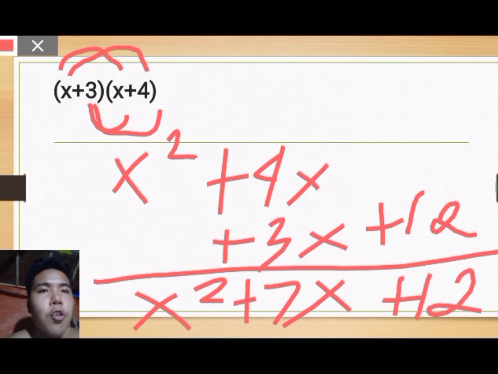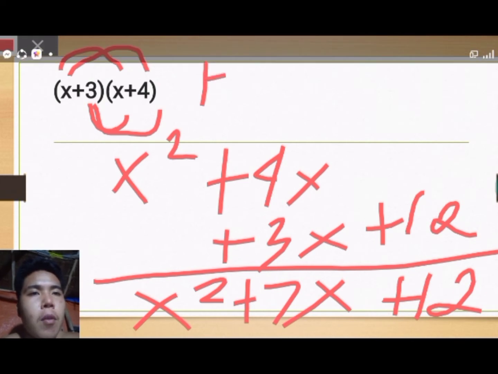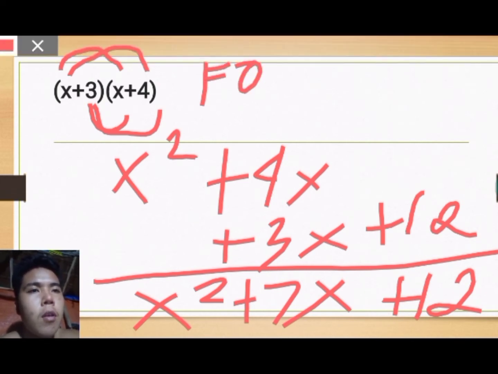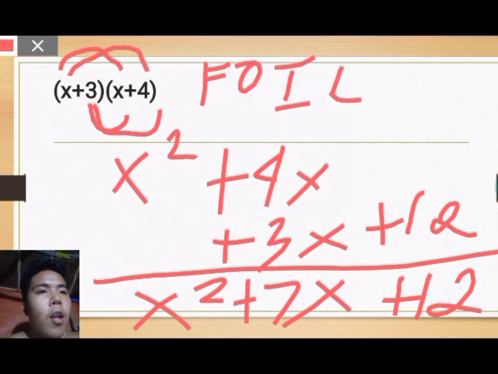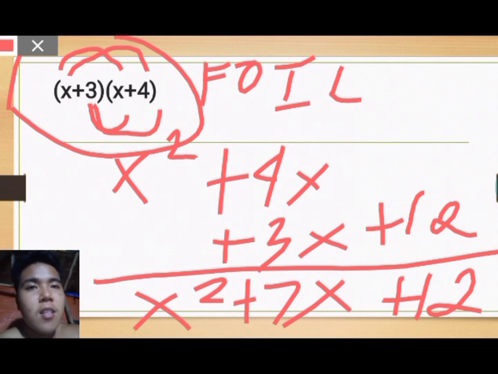So in this case, you're going to use the FOIL method. This is the FOIL method, because you're going to multiply first to first, then the outer, the outer, then the inner, and the last.